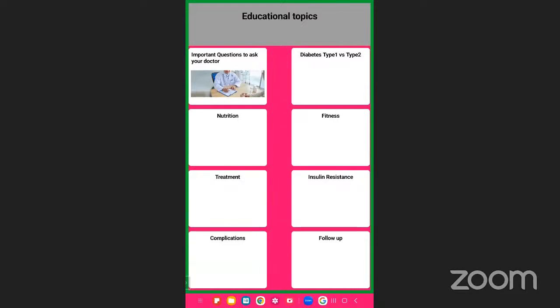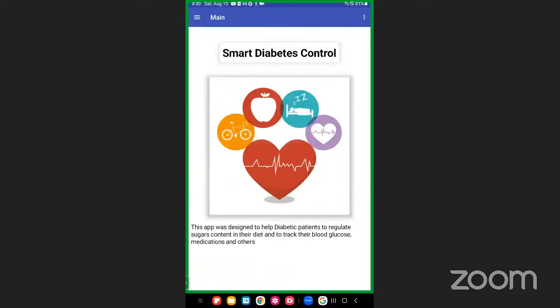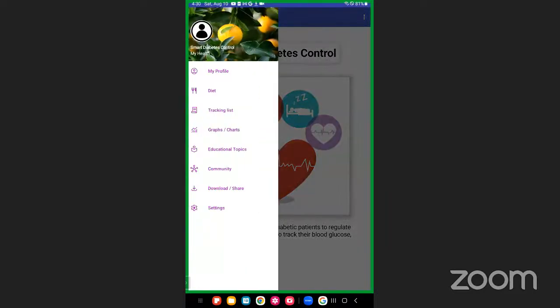Now I will go back again. And we also have the community, so the patients communicate with others and share their information and some questions. And also we have download and share, so they can share their information with their doctors or anyone else they want to share with. Some fellows are still working on those.